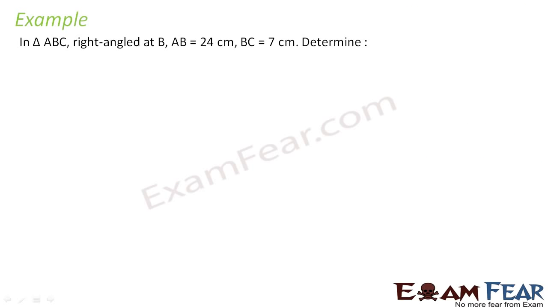We'll take an example. ABC is a right triangle, right angle at B. AB is equal to 24, BC is equal to 7. We have to determine sine A and cos A. Let's draw this triangle first. This is a right triangle, right angle at B. This is angle B, and this is angle A and C. AB is equal to 24, BC is equal to 7. We have to find sine A and cos A. So A is my frame of reference.